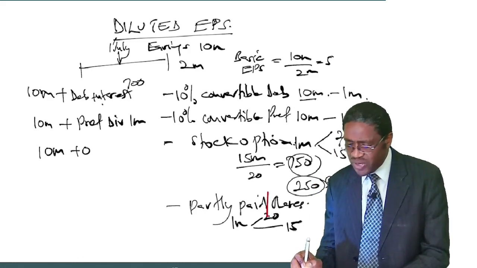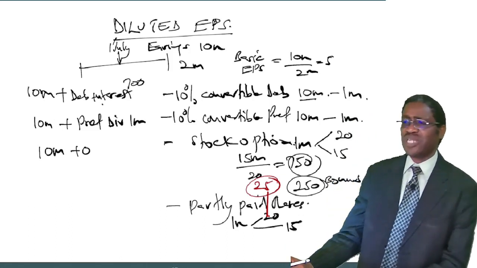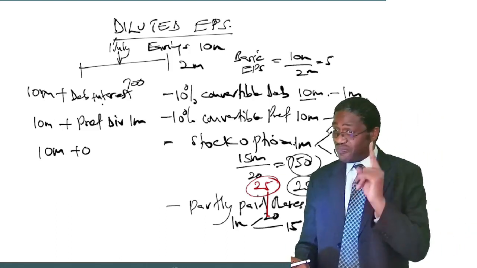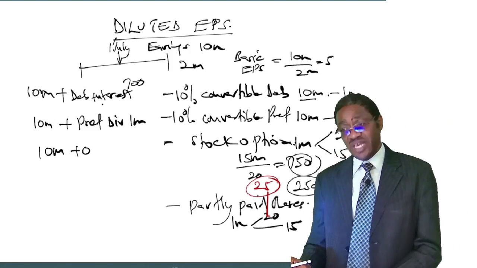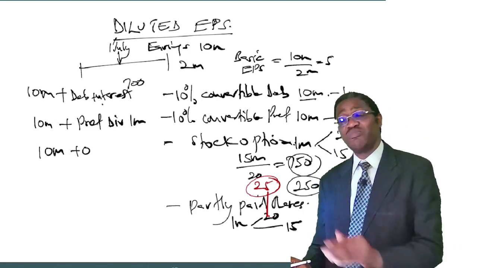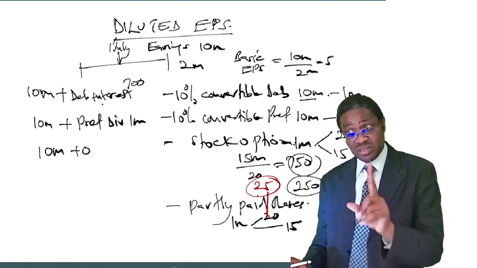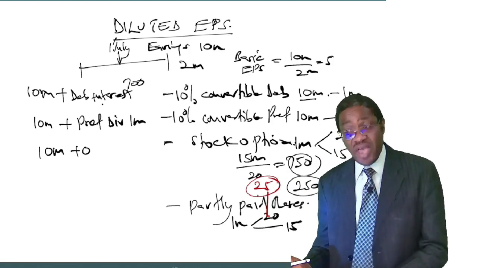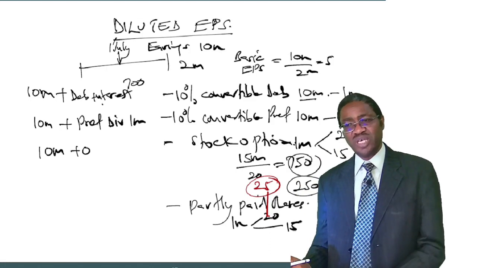So if the market price now is no longer 20 but 25 by the end of the year, then these partly paid shares will be considered to be dilutive. But then how do we use them to compute the diluted EPS?